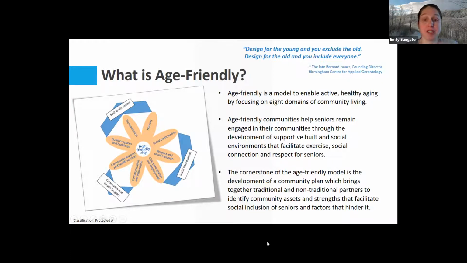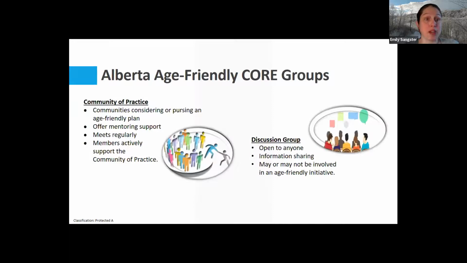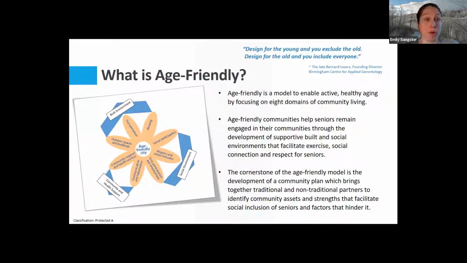Age-friendly communities help seniors remain engaged in their communities through the development of supportive built and social environments that facilitate exercise, social connection, and respect for seniors. And the journey to becoming an age-friendly community employs a bottom-up and participatory approach that involves the active participation of citizens of varying ages and abilities in all aspects of planning.